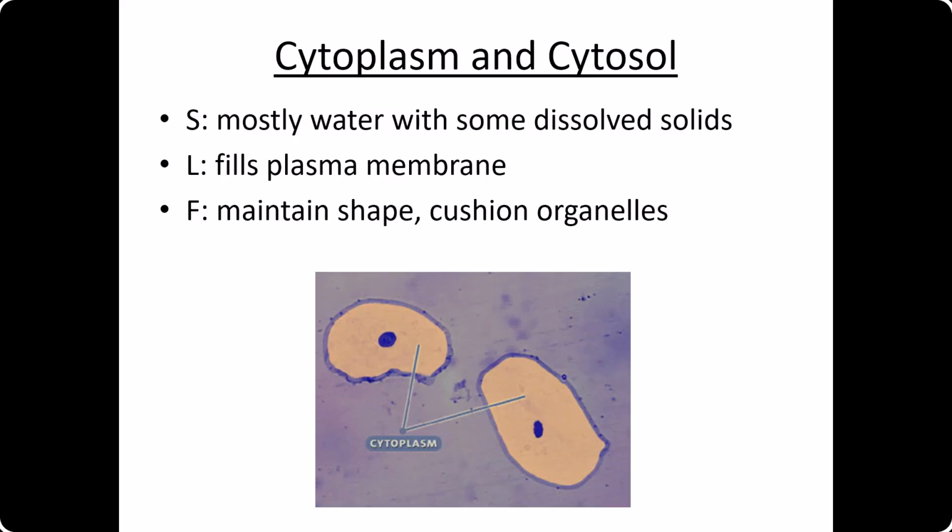Another thing that all cells have is some sort of fluid inside of the cell. So the cytoplasm and cytosol are that liquid portion inside of the cell. So there's liquid with some dissolved solids. It fills up the cell membrane and it helps the cell maintain its shape and cushion organelles.